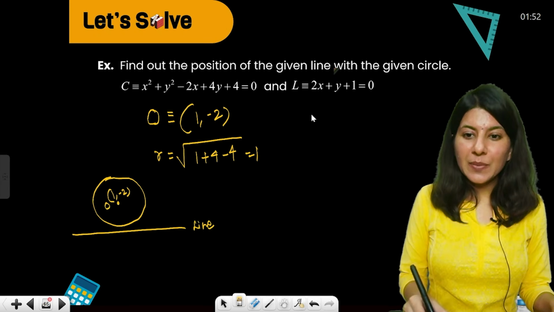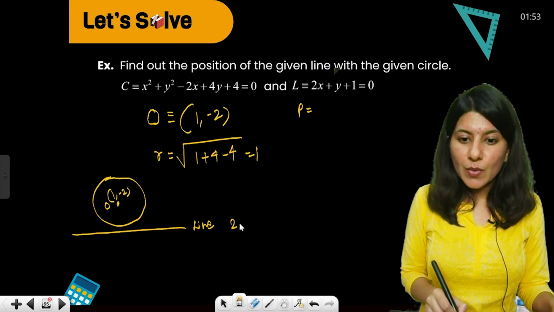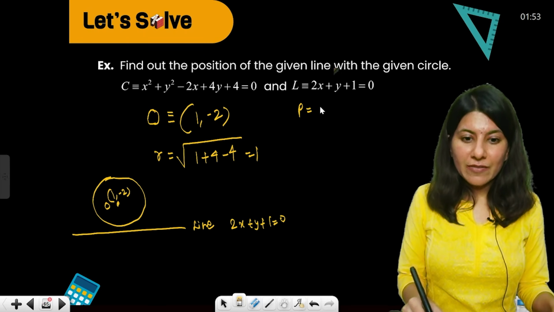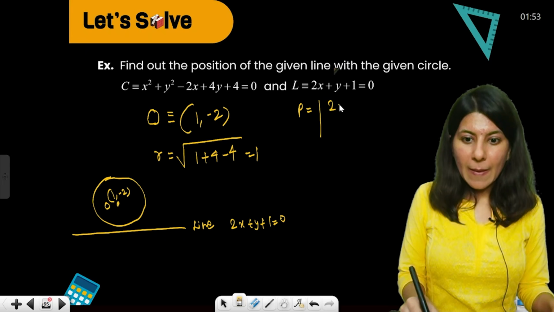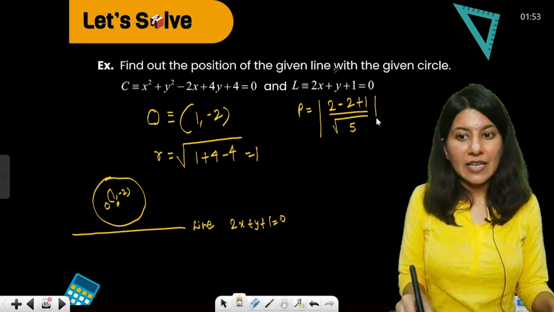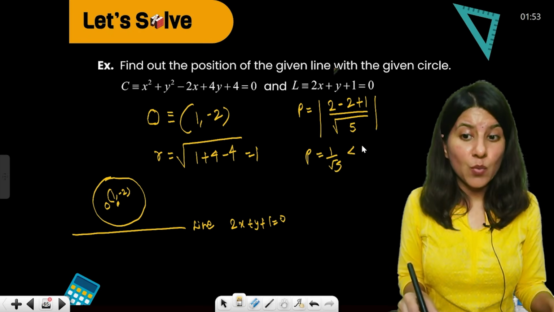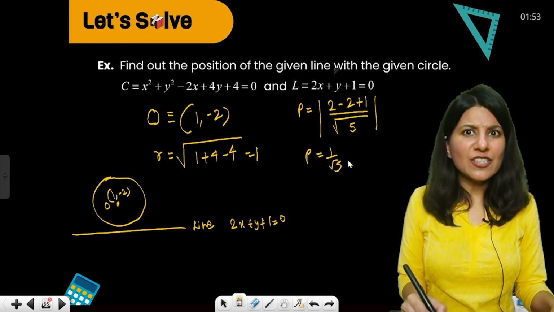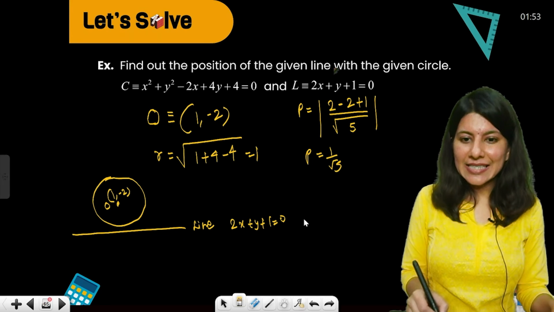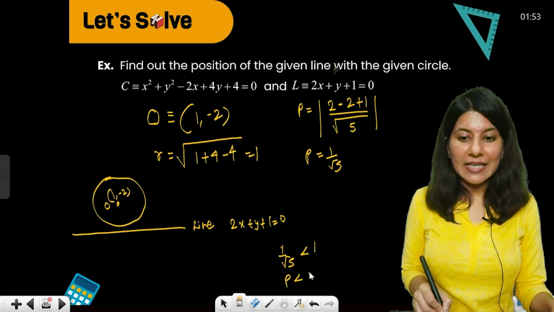So P over here will be the perpendicular distance. How do you calculate it? This is your line 2x plus y plus 1 equals 0. So you put that point in the line. P will be the modulus of 2 ones are 2, minus 2, plus 1, divided by the root of 2 squared plus 1 squared, which is root 5. So P is 1 by root 5, which is, by the way, less than 1. 1 by root 5 is a fractional quantity. So 1 by root 5 will obviously be less than 1, so P will be less than R.